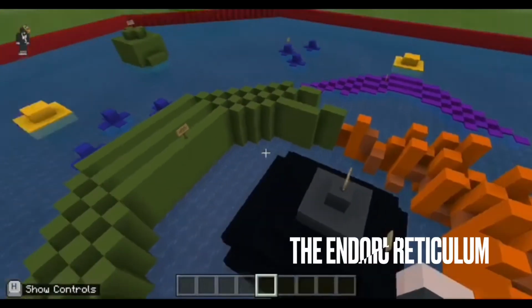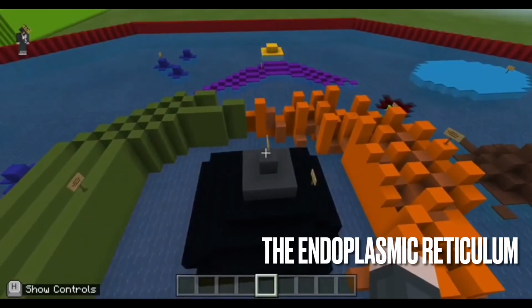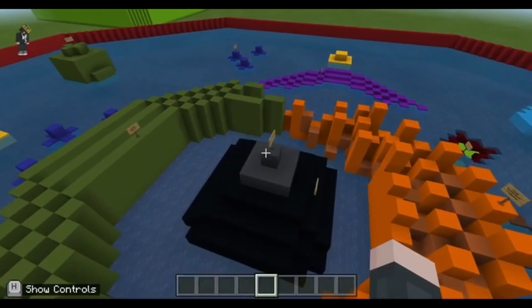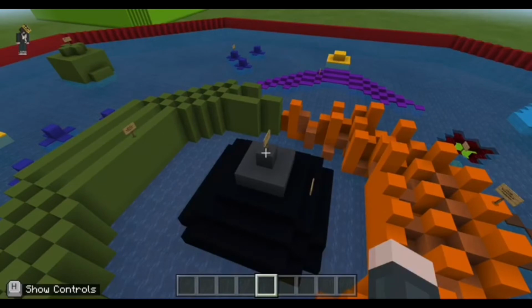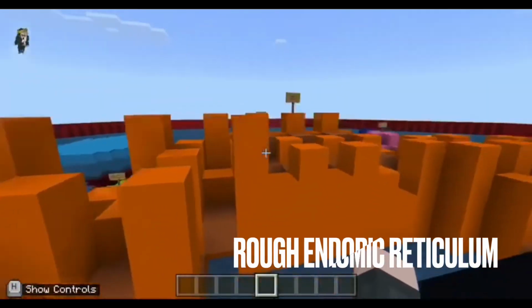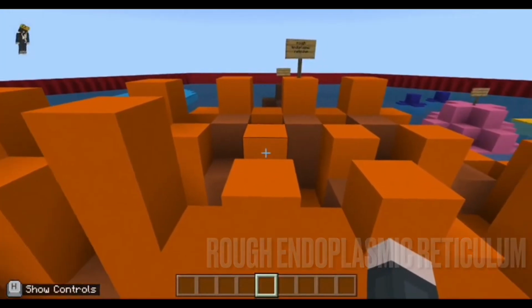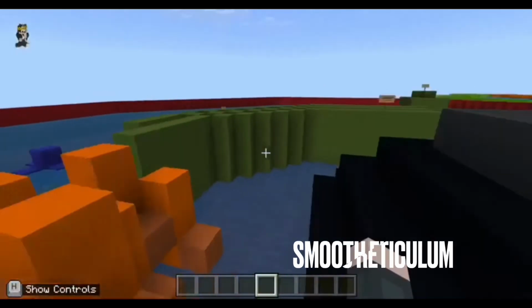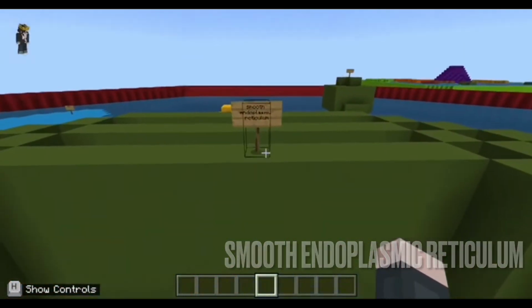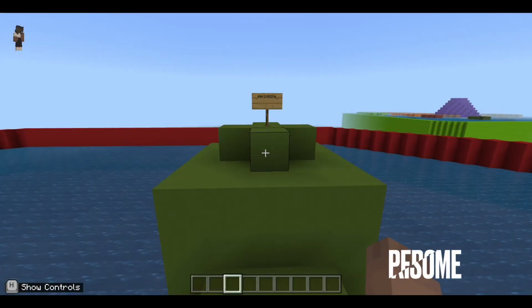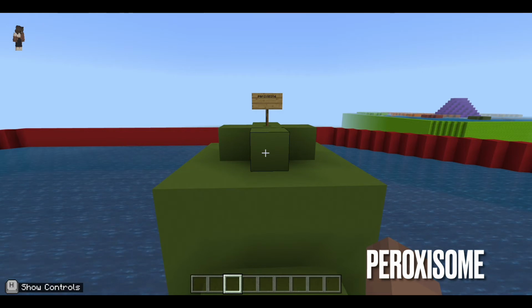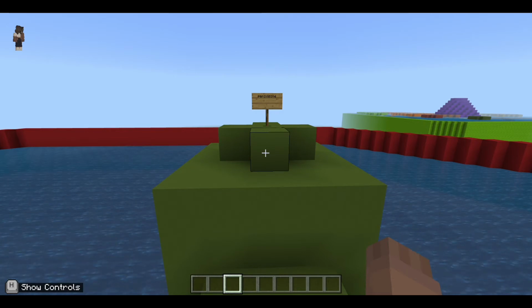The endoplasmic reticulum. The endoplasmic reticulum is a membrane system of folded sacs and tunnels. It helps move proteins within the cells as well as export them outside of the cell. There are two types of endoplasmic reticulum. The rough endoplasmic reticulum, which is covered with ribosomes, and the smooth endoplasmic reticulum, which is not covered with the ribosome.